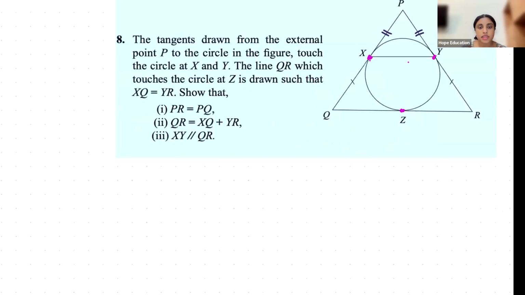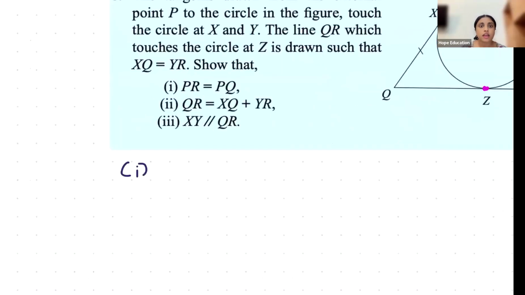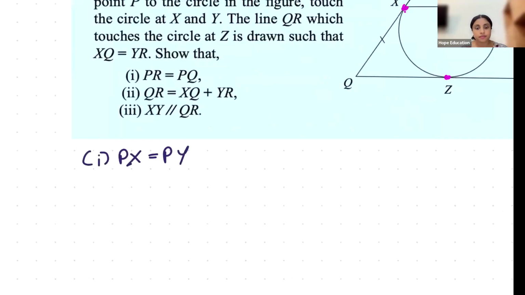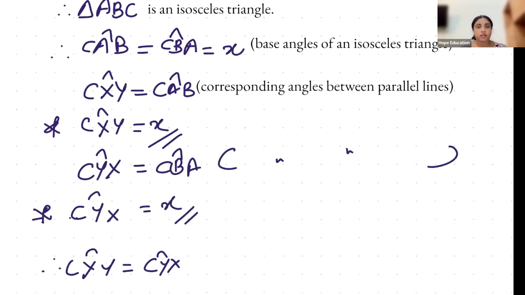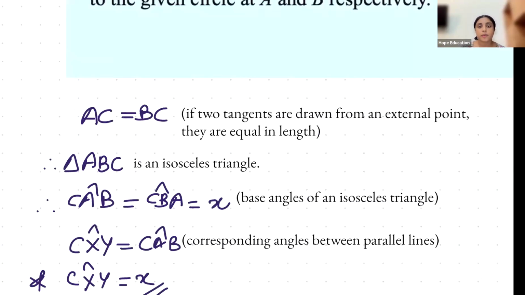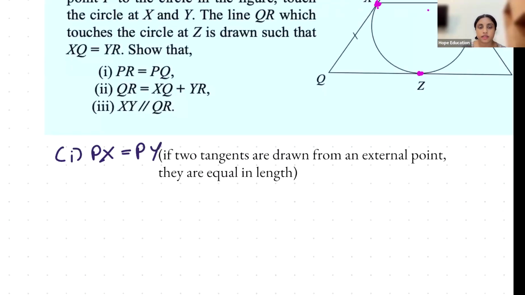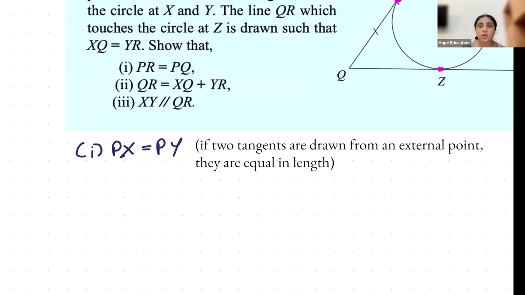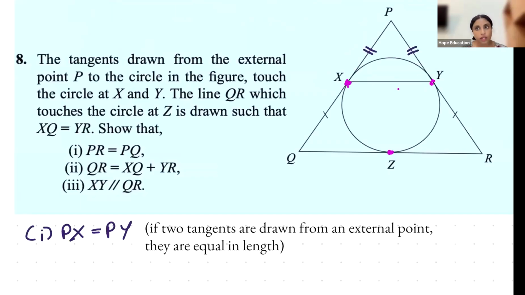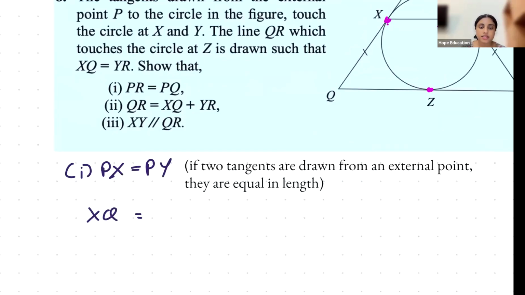PX equals PY. I will copy paste, but you have to, of course, write. If two tangents are drawn from an external point, they're equal in length. Then now XQ and YR are anyways equal. XQ is equal to YR, that is given.